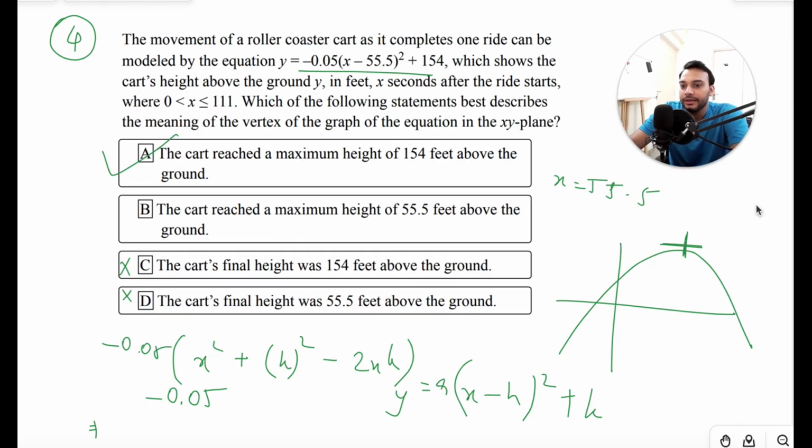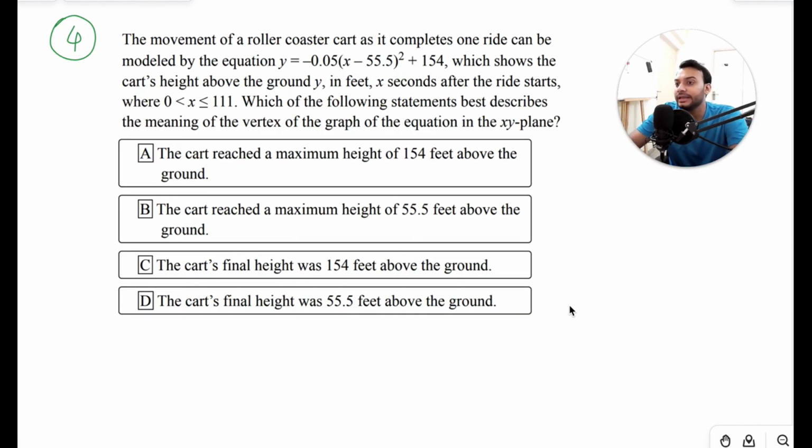Okay, let's go for the next one. Before going ahead, even though this is a really simple question and can be done manually, even this can be done in a really fast way using Desmos. Let's see how. So I'll just pick this negative 0.05 (x minus 55.5) squared plus 154 and copy this to Desmos. Let's see.